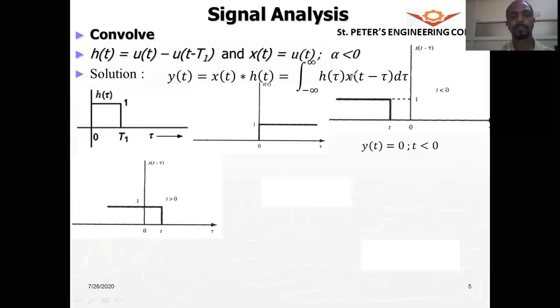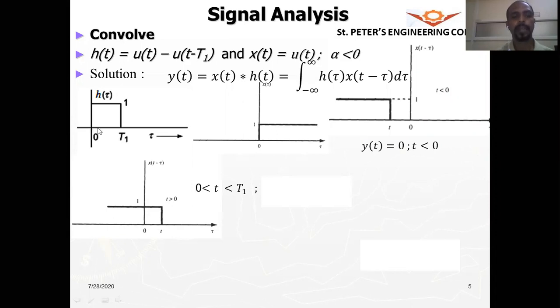That means when t is greater than 0, but t is less than t1. In that case, we have partial overlap. So therefore, when t is less than t1 and it is greater than 0, there is partial overlap. So in that region, where is the integral starting, or where is the overlap starting, and where is it ending? As I said, it starts at 0 and ends where t ends.